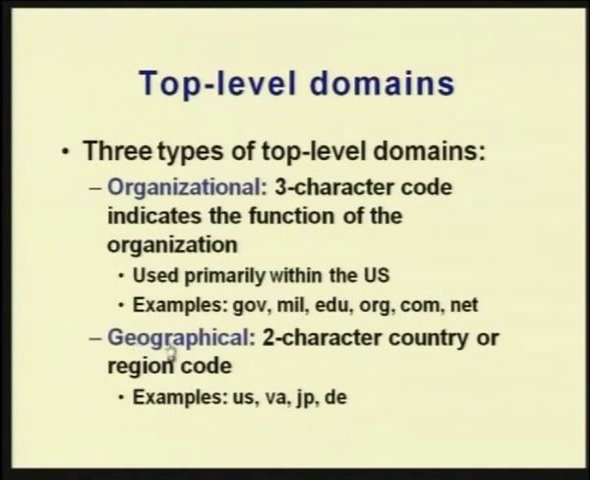Okay. So, then of course, later a geographical top level domain was added. This is a 2 character country or a region code. So, you have US, VA, JP, DE, IN for India, and so on. So, these are the 2 different types of top level domains that you would normally come across.